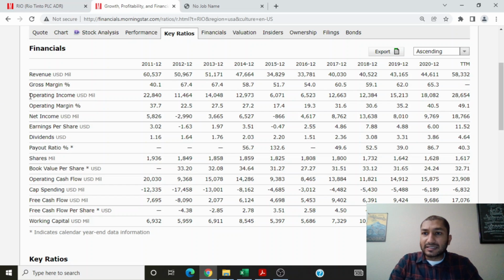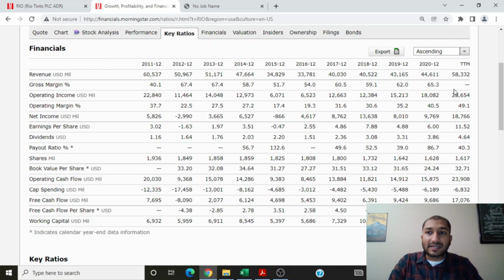Next, looking at the operating income. The operating income is the amount of money that's left with the company once we subtract the cost of goods and operating expenses from the company's revenue. Back in 2011, the company's operating income was about $22.8 billion. It declined all the way to about $6 billion back in 2015, and ever since then, the company's operating income has been trending upwards.